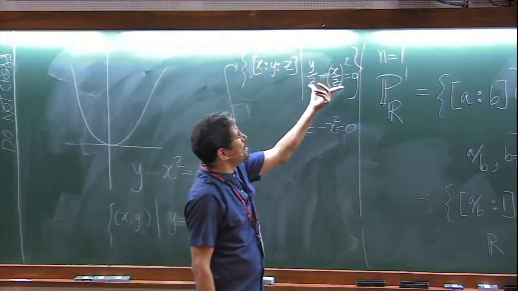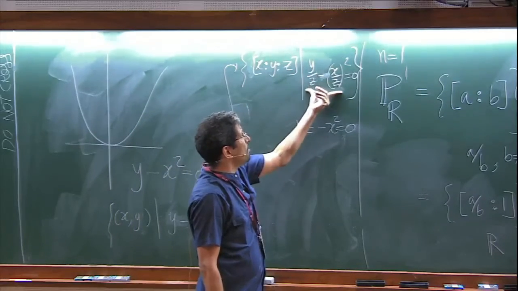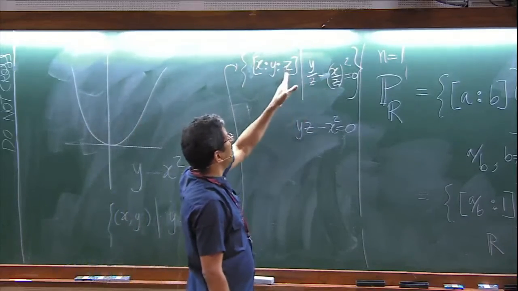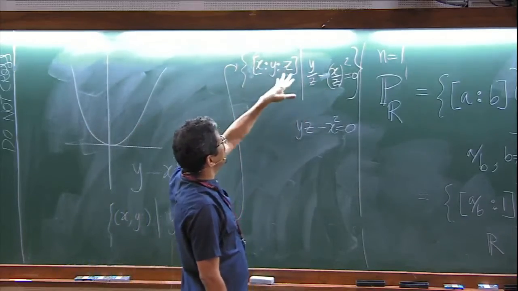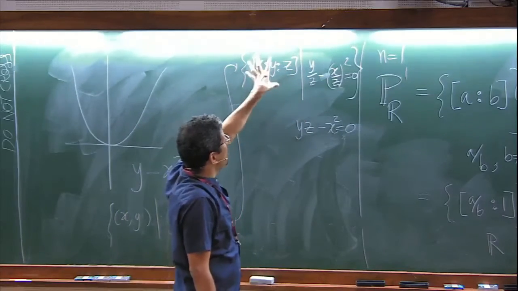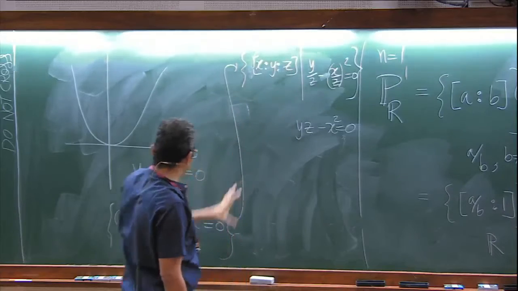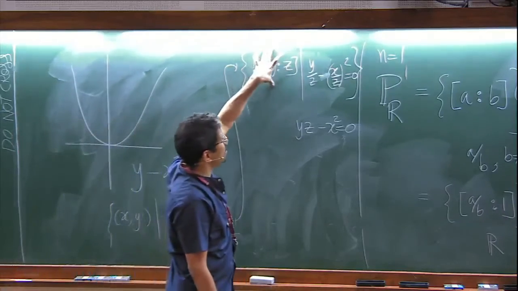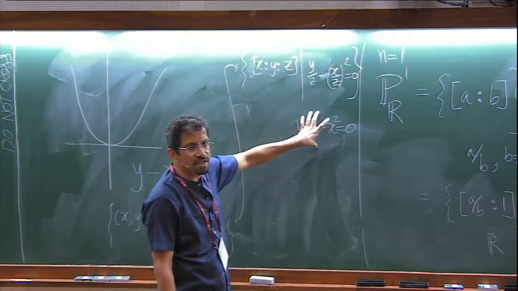So really, I should look at this polynomial. This polynomial relation is the same as this one. Put z equal to 1. If z is not 0, you can always divide by z, and then z becomes equal to 1. Z is effectively 1. And so the set of all points here, where z is equal to 1, is the same as the set of all points here. There's no difference. And the set of all points here with z equal to 1 is the same as the set of all points here with z equal to 1.